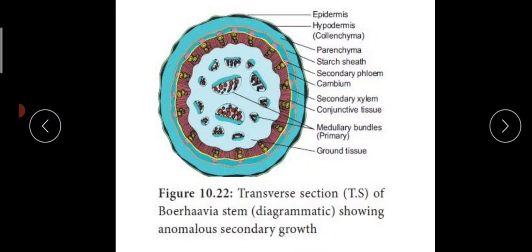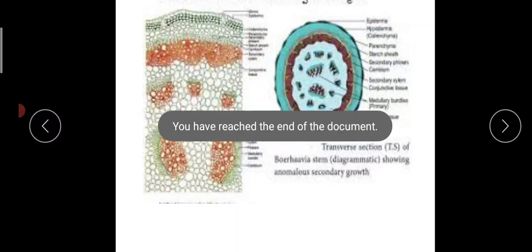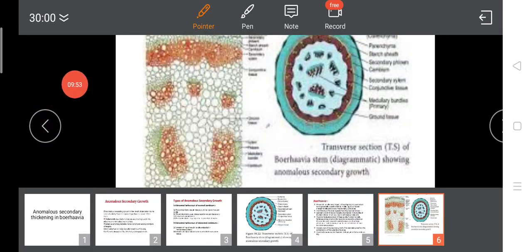So this is all about the anomalous secondary growth in Boerhaavia. These are the points. Thank you.